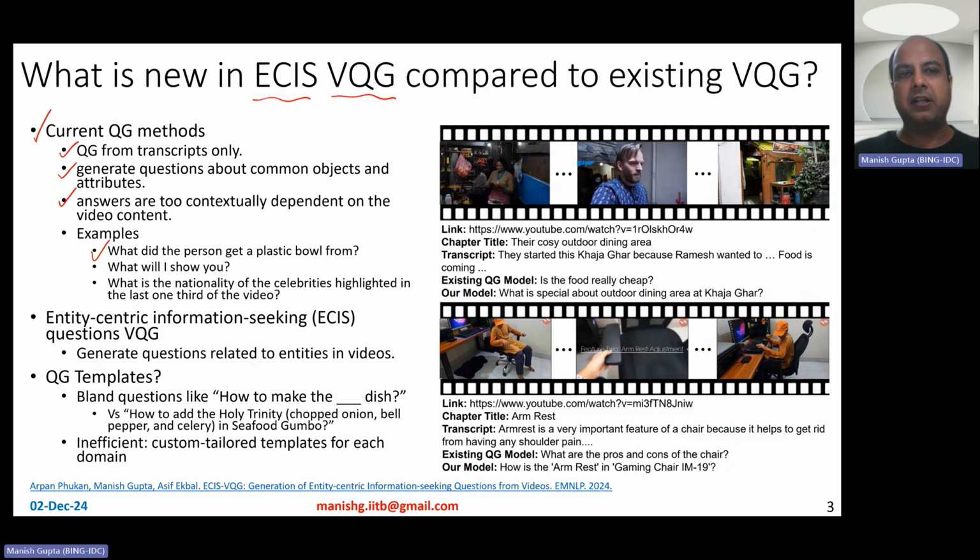It's a very common kind of question containing common objects and attributes. Now, that's not basically a question which can be linked to a particular query and shown in a People Also Ask block on a search engine. Or the nationality of the celebrity is highlighted in the last third of the video.